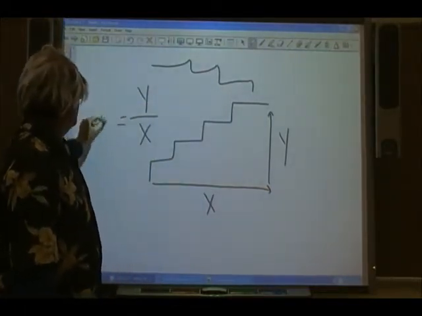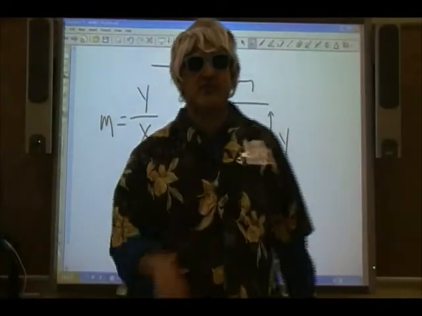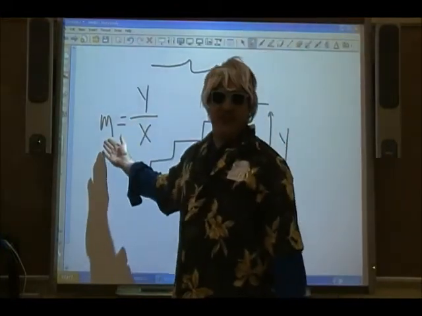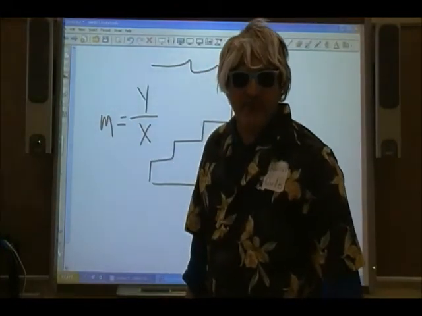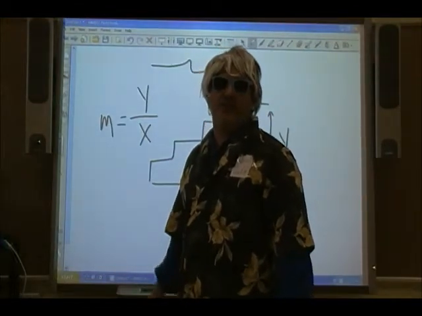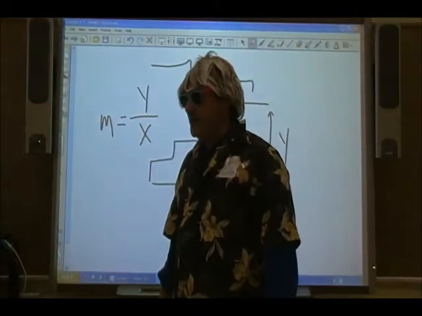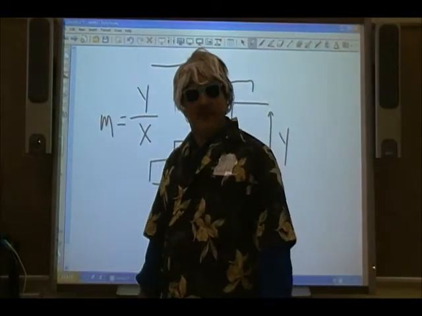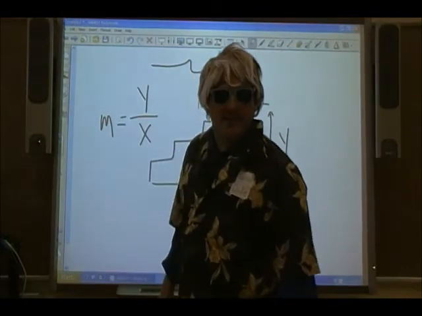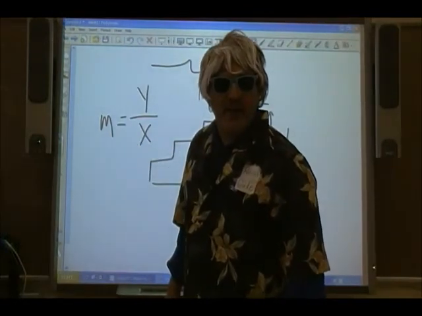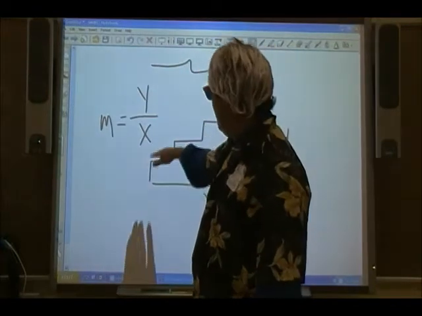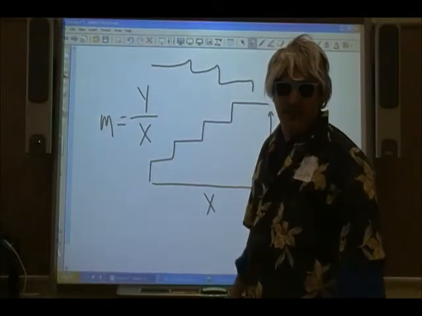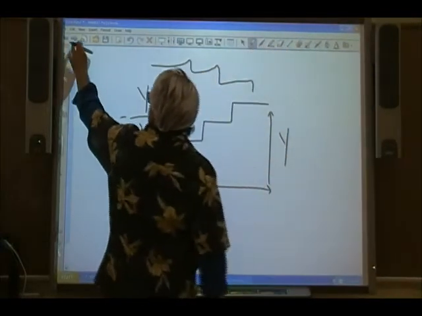That's it. And they use the letter M for slope. M for slope? That doesn't make sense. Well, there are some theories about where the M came from. It's a French word, let me get my French on, and it's pronounced monter. I hope I did that right. Monter starts with M, and what it means is to climb. So there you have it. You're climbing.